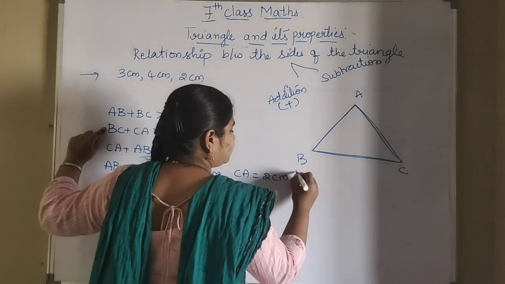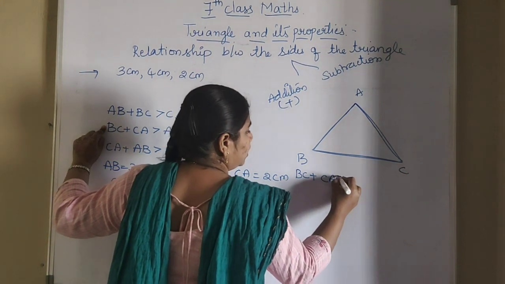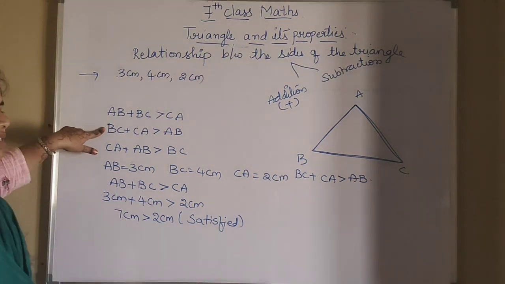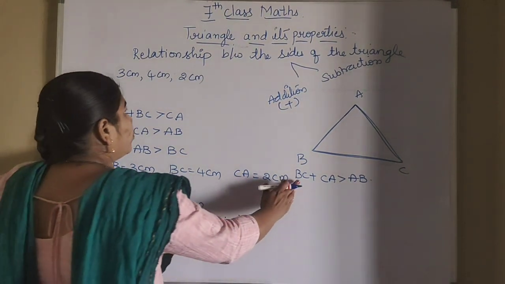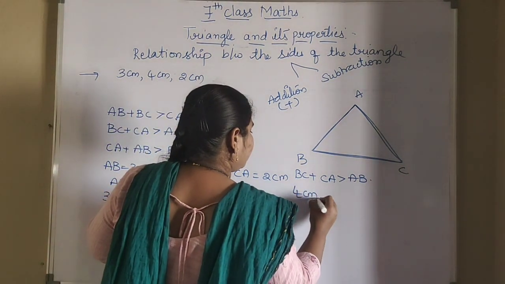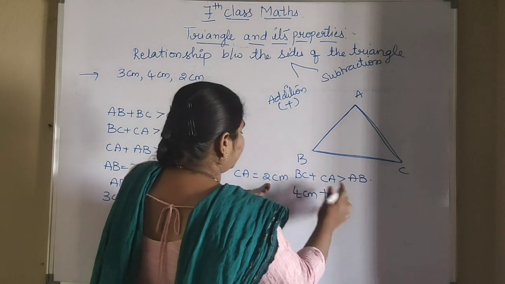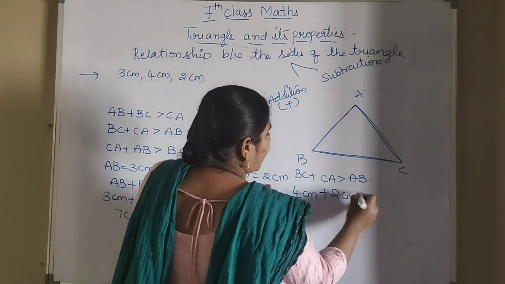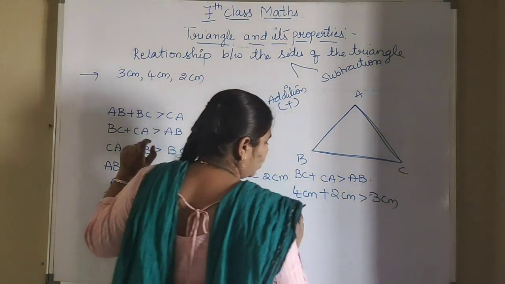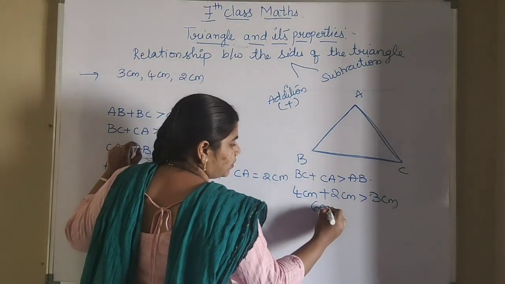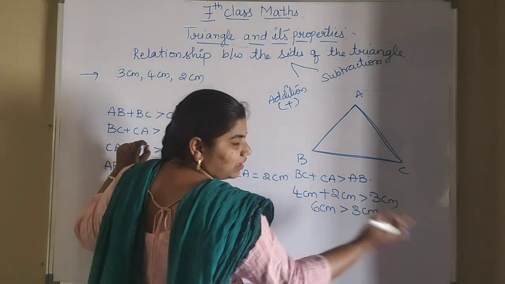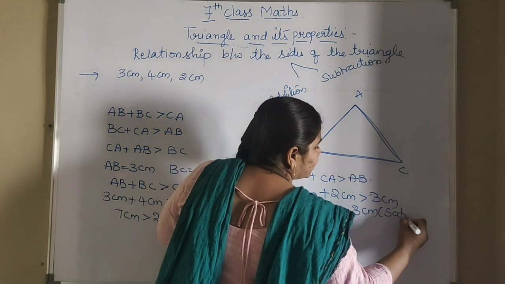BC plus CA should be greater than AB. What is the BC value? BC value is 4 centimeters, plus what is the CA value? CA value is 2 centimeters. And what is the AB value? AB value is 3 centimeters. 4 plus 2 is 6 centimeters, which is greater than 3 centimeters. 6 is greater than 3. So it is also satisfied.